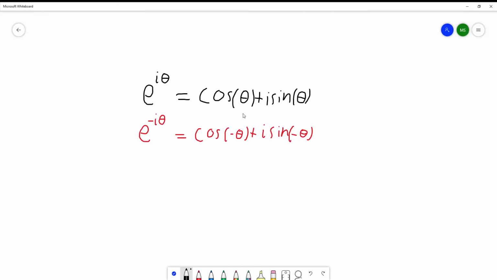So this is Euler's formula, and we're going to use it today to find a complex way to write sine and cosine.